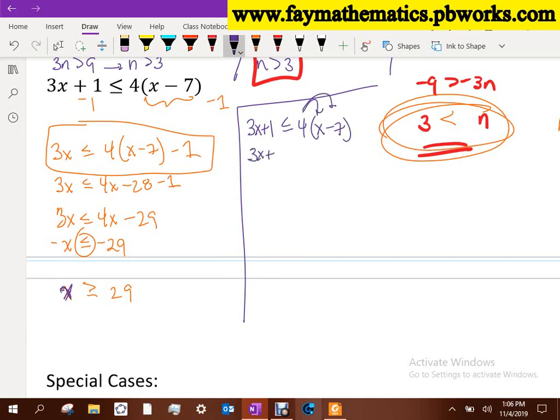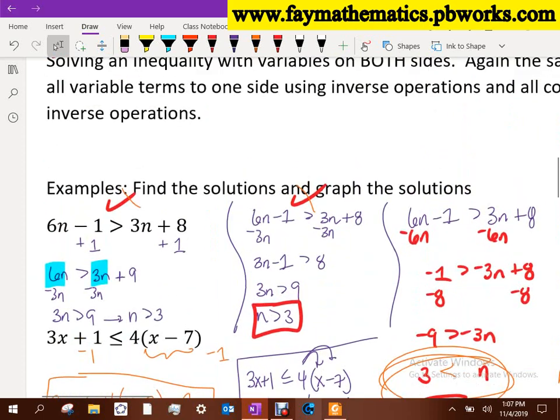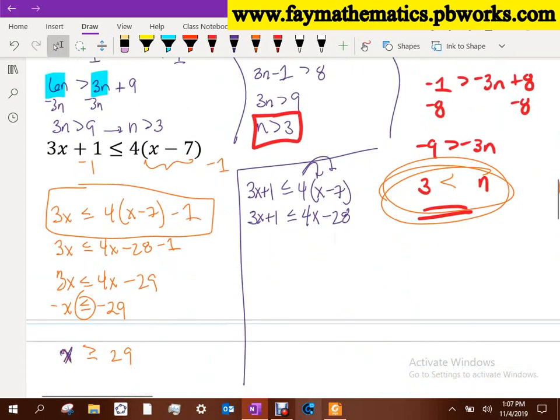So we have 3x plus 1 less than or equal to 4x minus 28. Okay. So now at this stage, is that question very similar to this one here? Yeah. So what do I gotta do? Annika, now what am I gonna do?